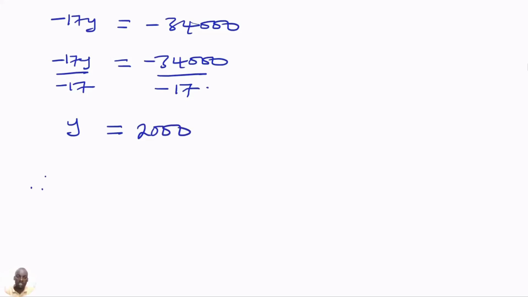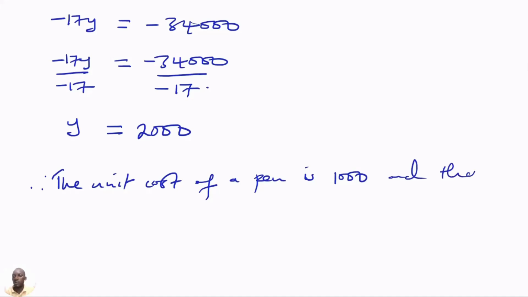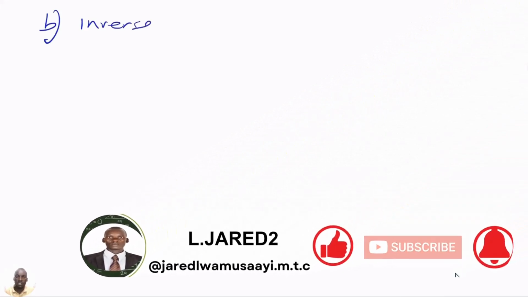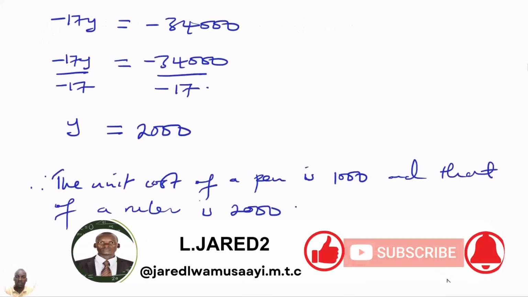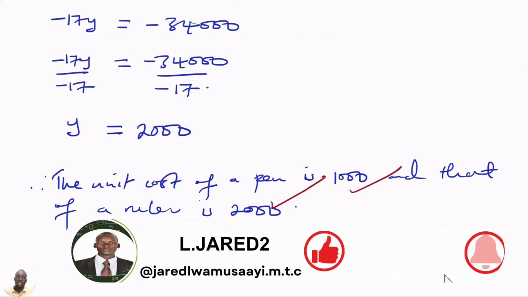Therefore, the unit cost of a pen is 1,000 shillings, and that of a ruler is shillings 2,000. You can go ahead and try using part B, which is the inverse matrix method, and see whether you get the same answer like the one we have got here. And these answers are correct.